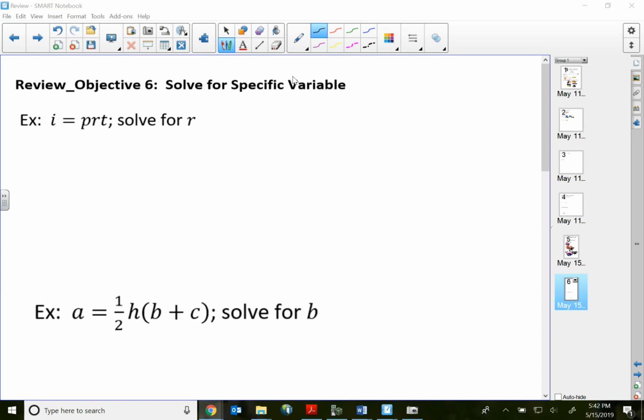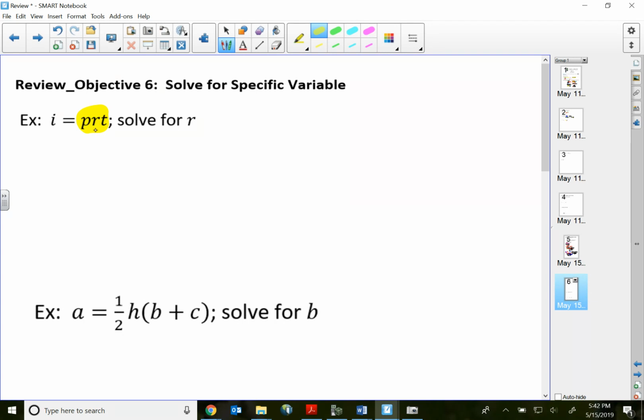The way we solve for a specific variable is to make sure we identify the terms and know which one is a variable term and which one is not. So in this first equation, I've got two terms, with an equal sign in the middle. On the left side, there's no plus or minus sign, so that's one term. On the right-hand side, there's no plus or minus sign, so PRT is only considered one term. Inside this PRT term is my variable R.